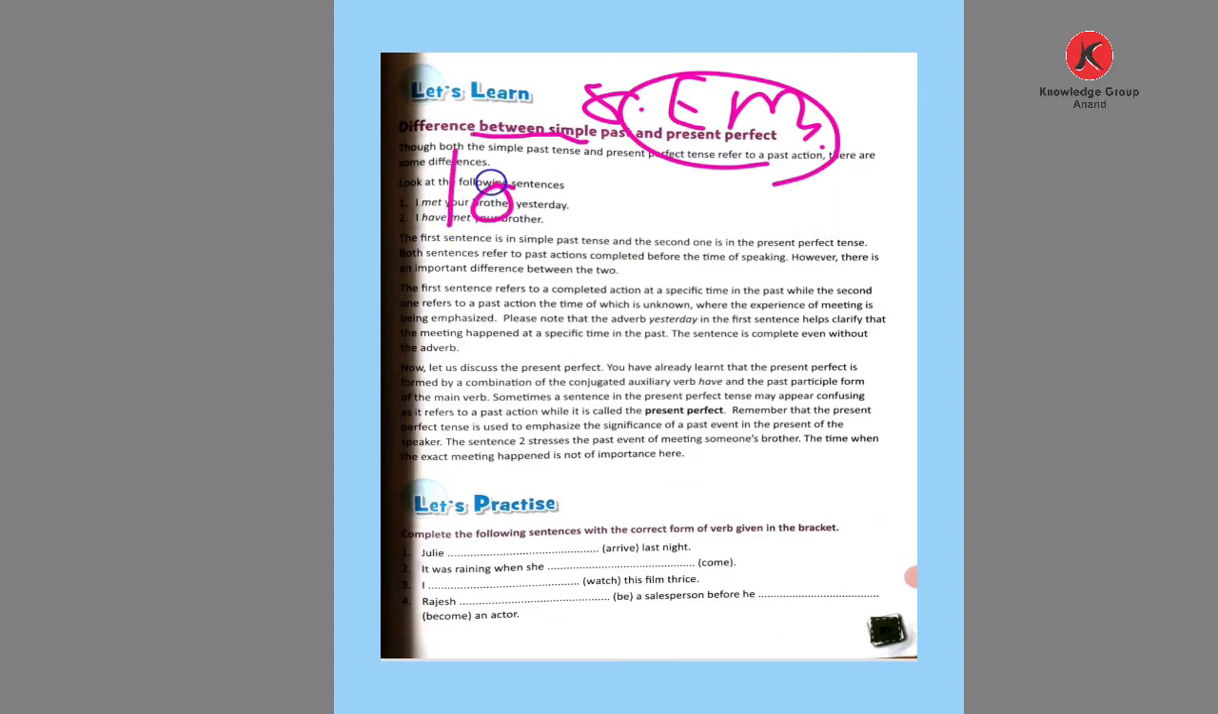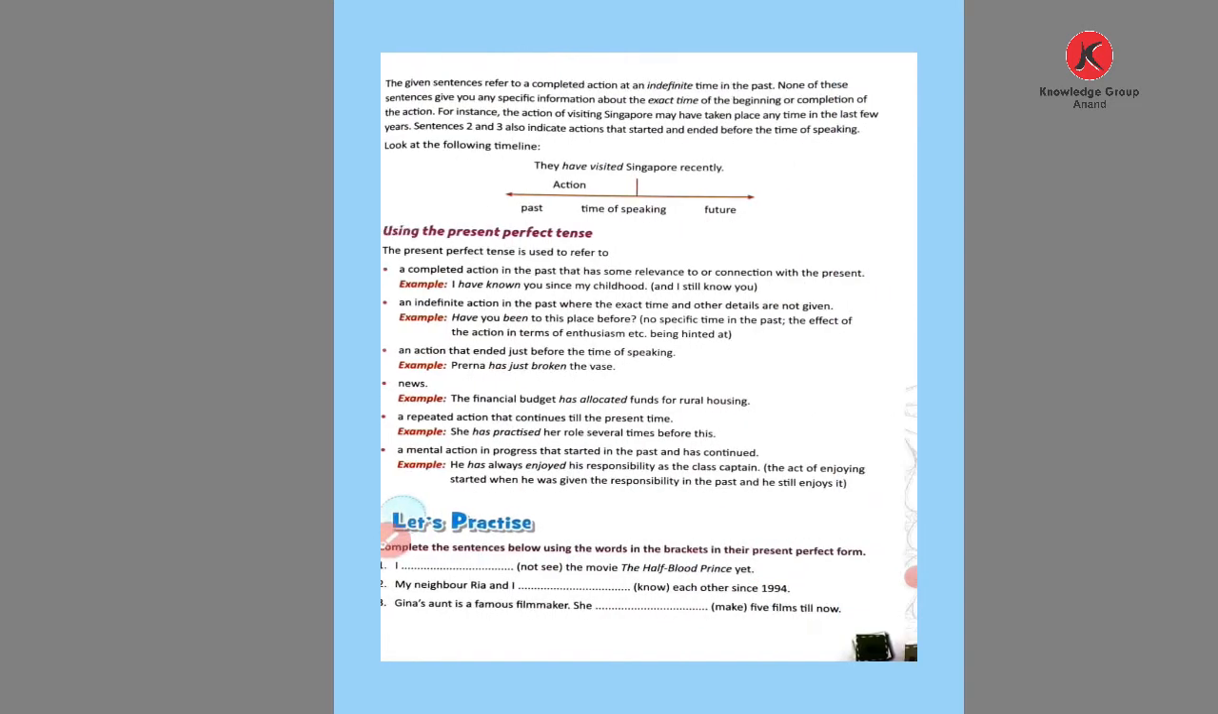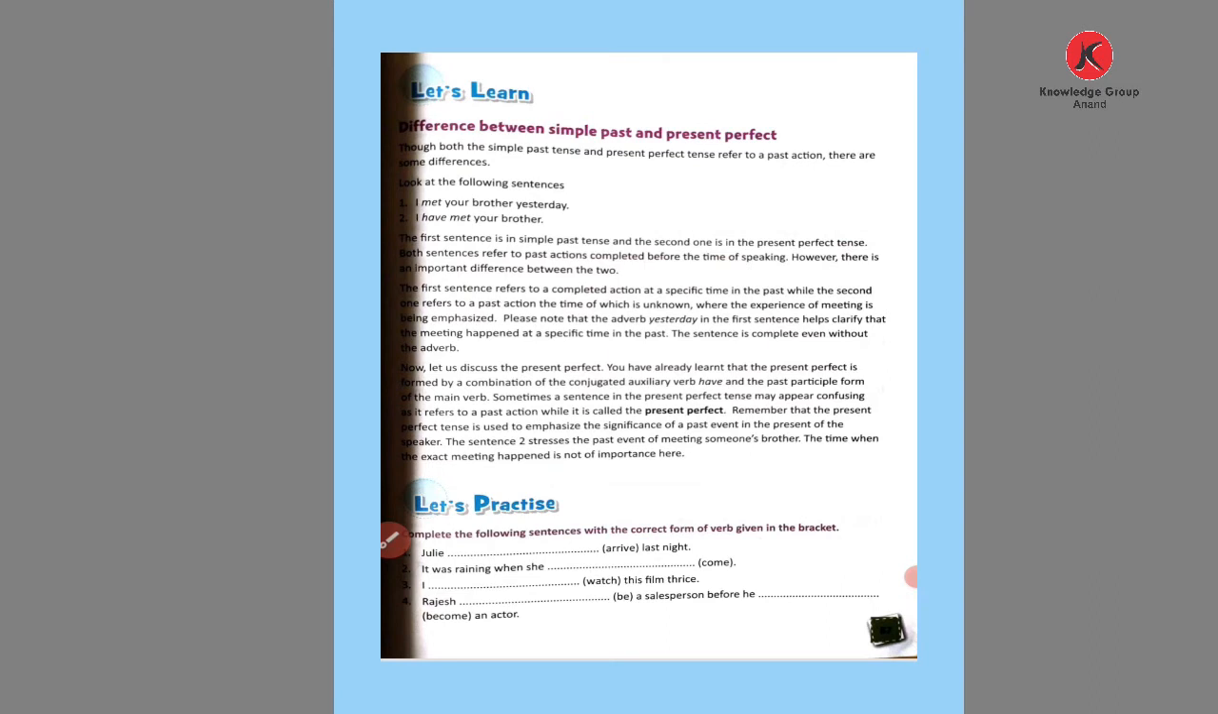Today from standard 8 English medium, chapter number 10 in grammar. What is the chapter name? The chapter name is perfect tenses. I have discussed with you the present perfect tense. Now here on page number 87, the difference between simple past and present perfect is given. I have already taught both tenses, simple past and present perfect, in this chapter.